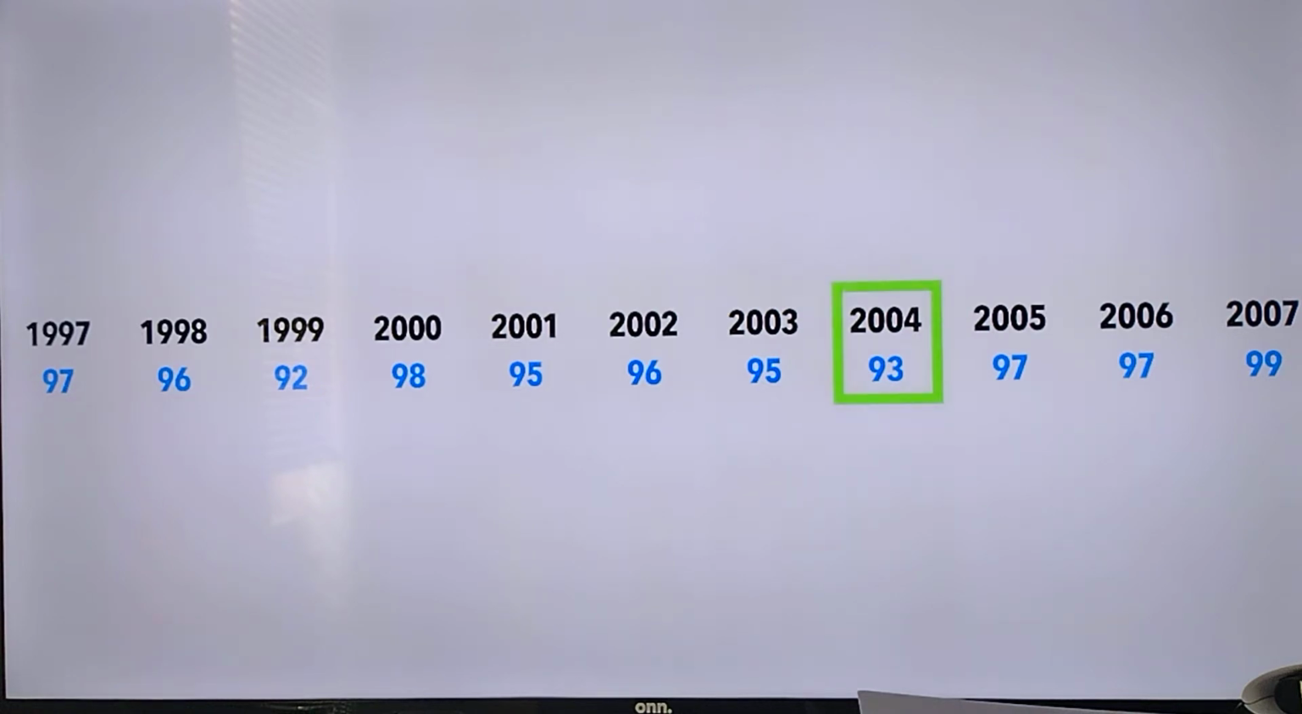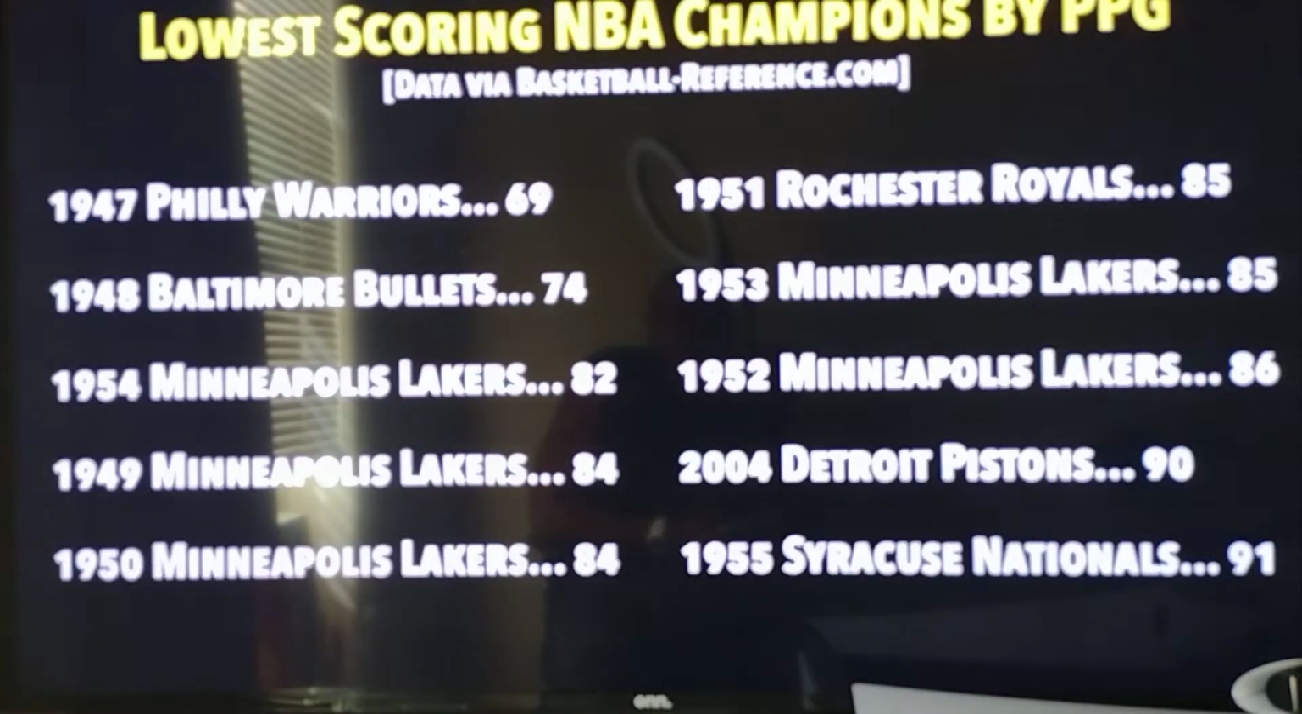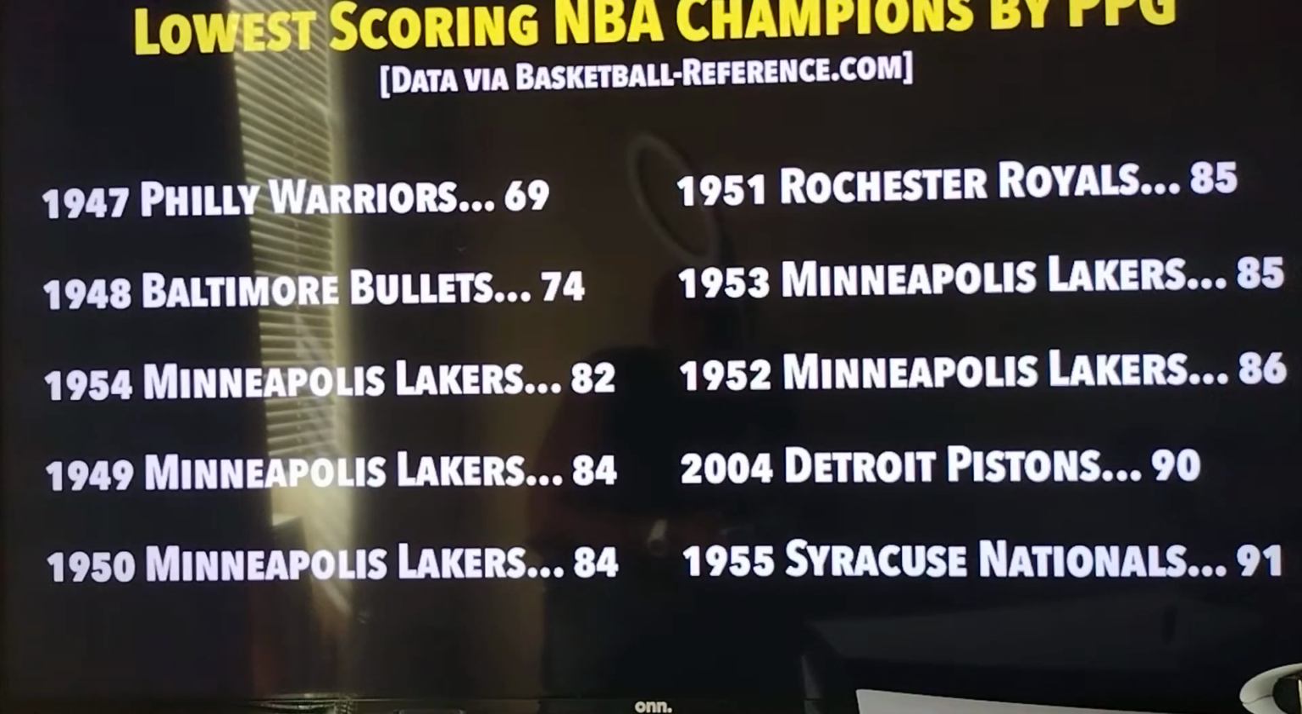2004 was perhaps the lowest point for offense. Not only was the league average just 93 points per game, but the NBA title was won by the defensive-minded Detroit Pistons. This is a list of the 10 lowest scoring champions of all time. 9 out of the 10 teams on the list are from 1955 or earlier.